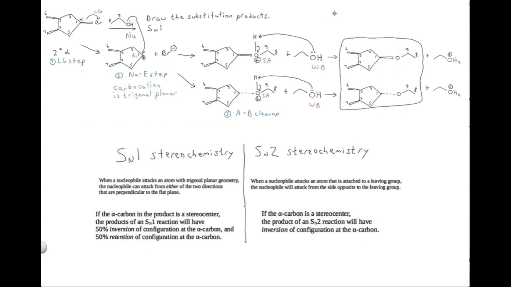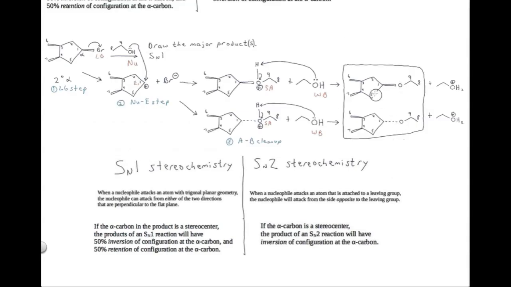The first time I wrote the problem, I said that you should draw the major products, but that is a little bit ambiguous. Because we might expect that we would get more of this product than this one. And I really wanted you to show both of them. So to avoid that issue, I changed the instructions to say just draw the substitution products. In that case, we should definitely draw both of these products, even if we expect we might get more of this substitution product than of this one.